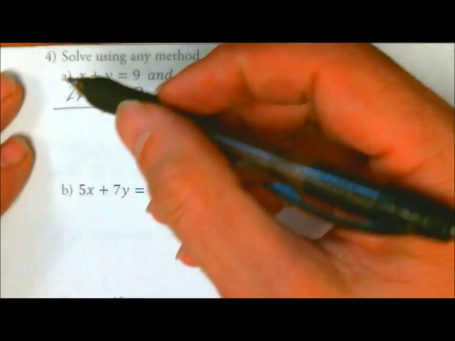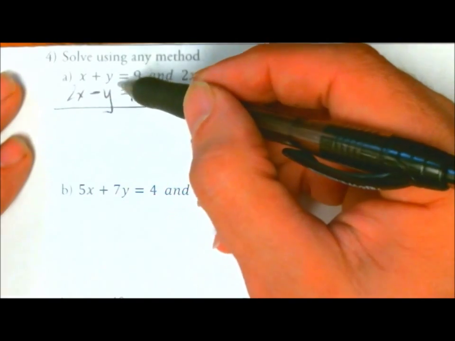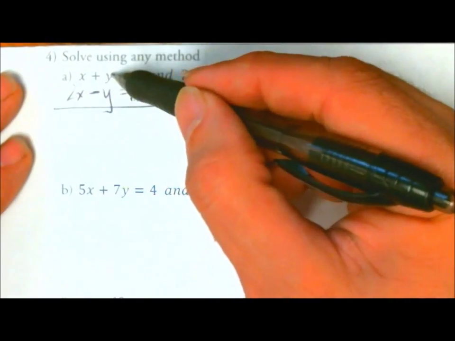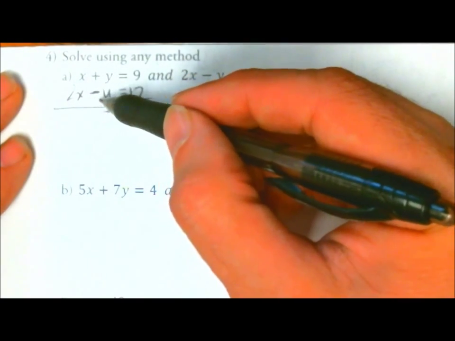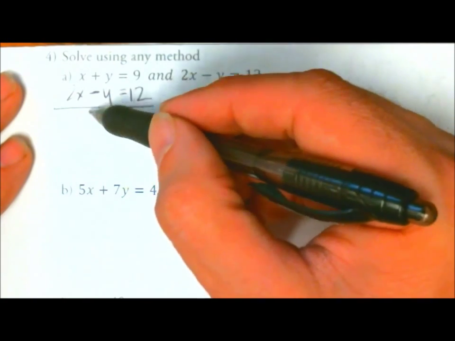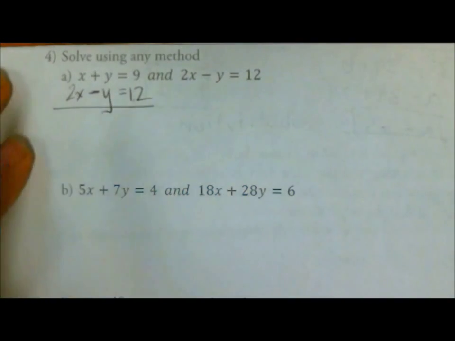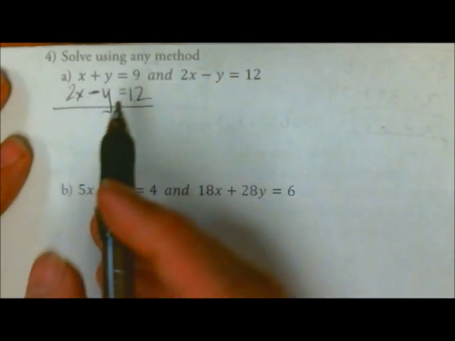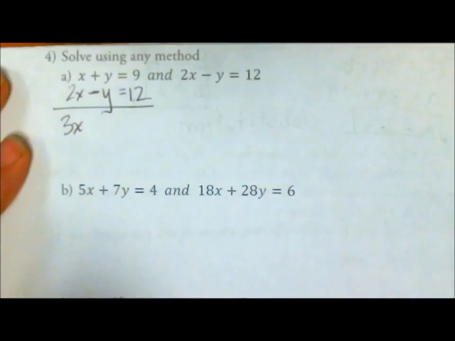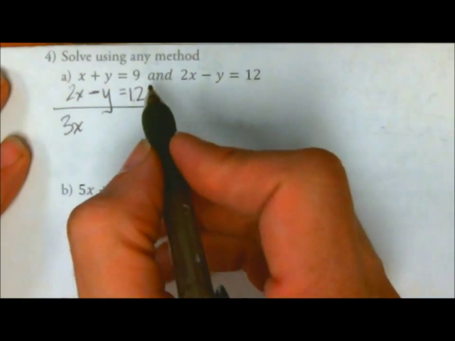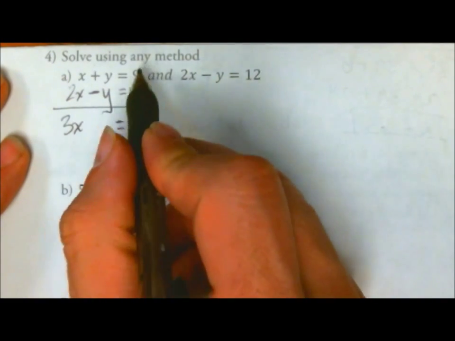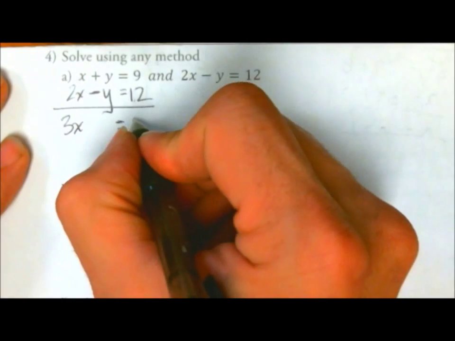Doing that makes it so that I can very simply add vertically each of these items and see what I come up with. I purposefully am going to add them together because I can see that a positive y plus a negative y is going to leave me with a 0 down here. So all I will have left is this x and this 2x. So x plus 2x is equal to 3x. This is 0. And 9 plus 12 is equal to 21.